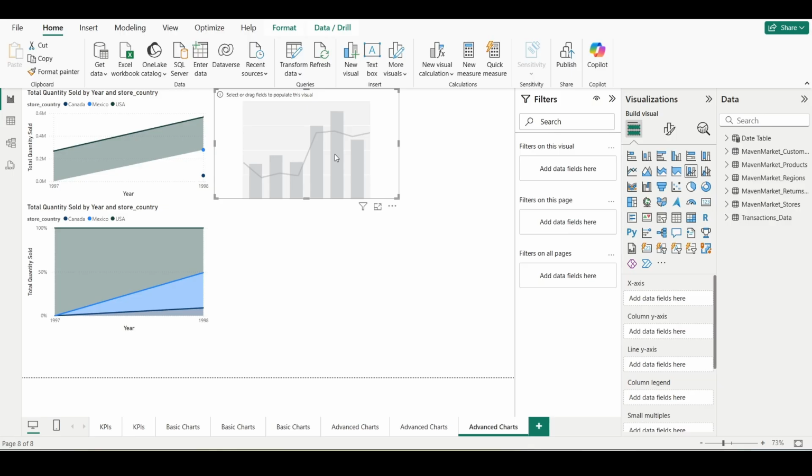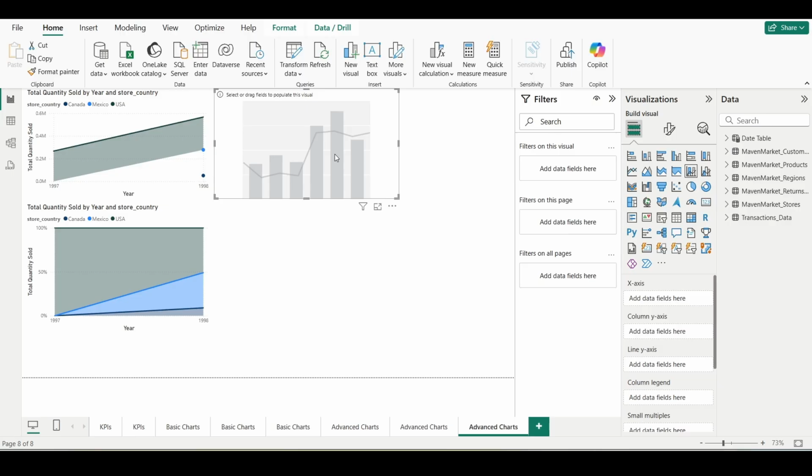So, when do we use a line and stacked column chart? We use a line and stacked column chart when we want to compare two different metrics over time, when we need to track category-wise breakdown while analyzing overall trends, and when we want to correlate revenue growth with customer trends.